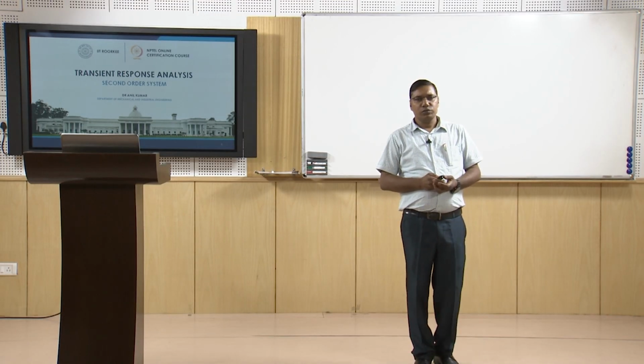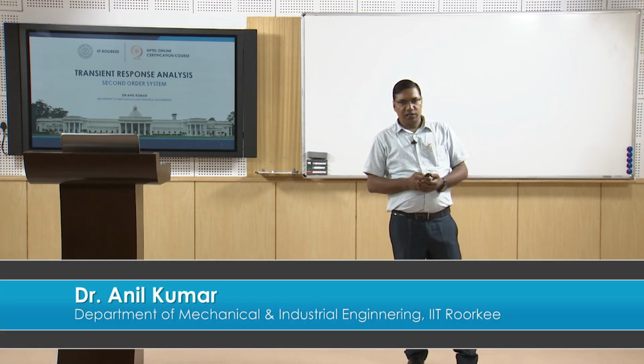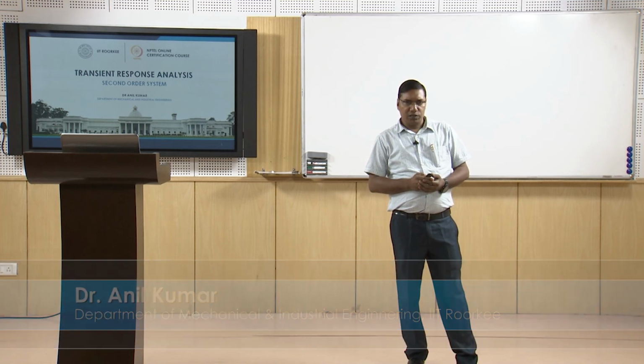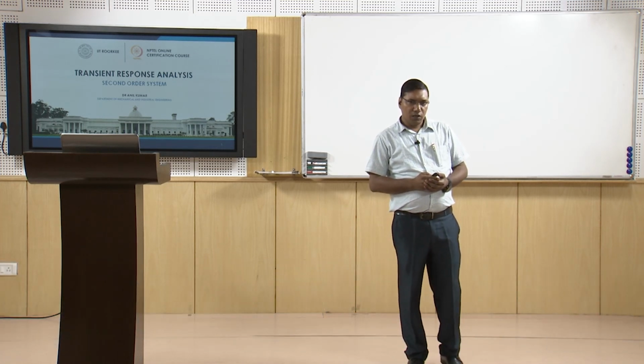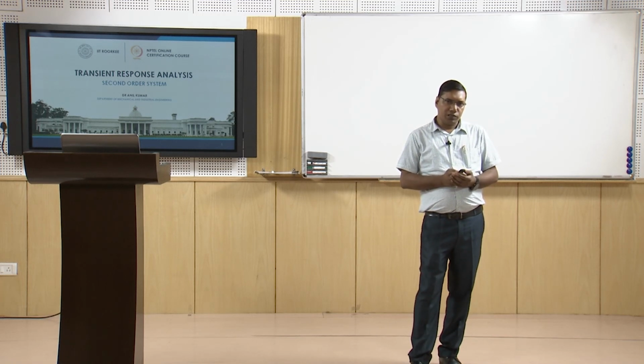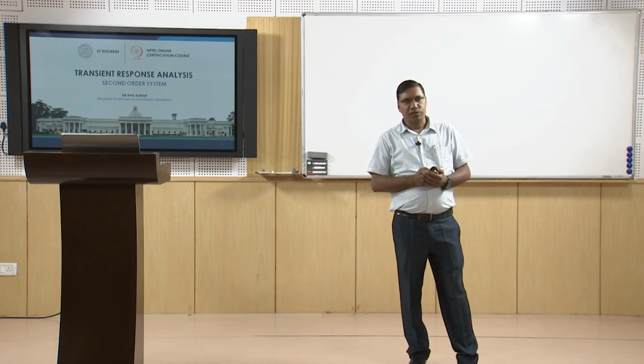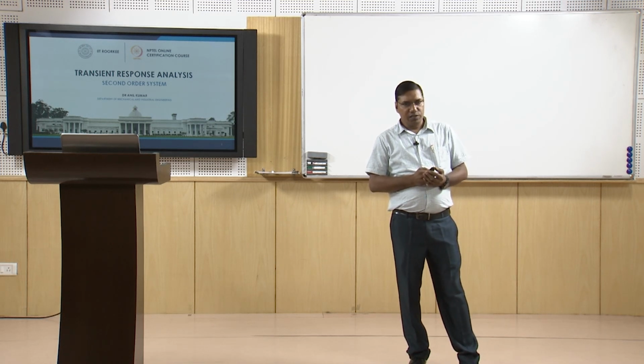So welcome to the lecture on transient response analysis. In this lecture, we will discuss the second order system. In previous lectures, we discussed the first order system. We know that the highest power of a transfer function gives us an idea about the order of the system. So if we say second order system, it means the highest power of s is 2.